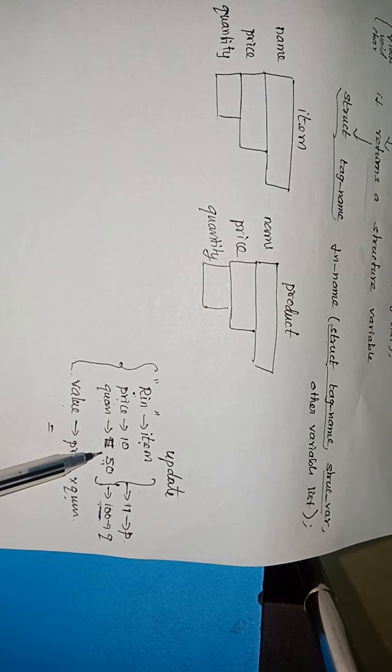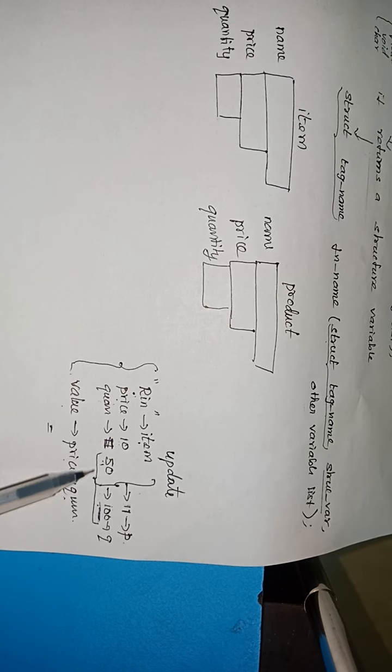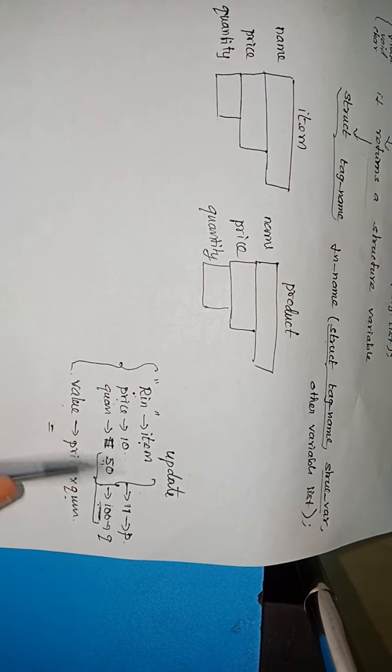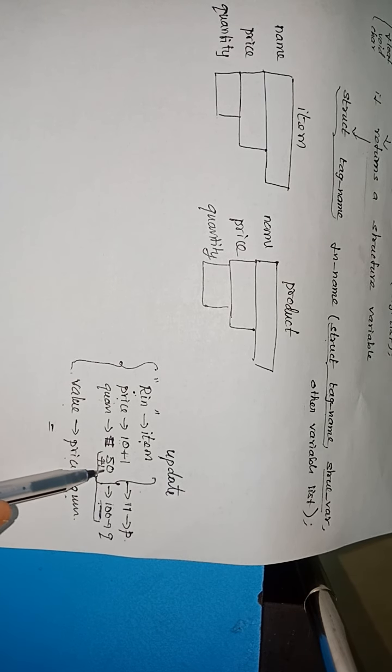So I want to update my stock. Already there are 50 soap cakes. Now I want to include one more 100. Now the store contains 150 rinse soaps and the price will be increased to 11. So I have to make a change: 10 plus 1, 50 plus 100. This is called updating the stock.